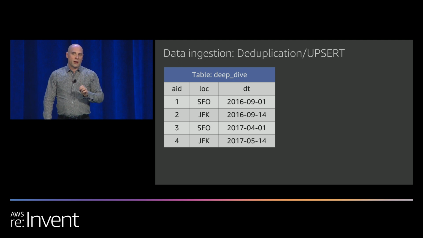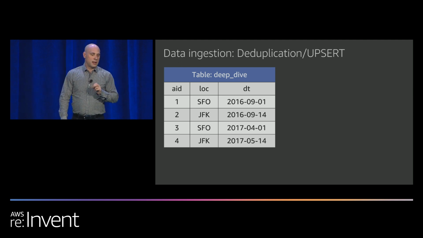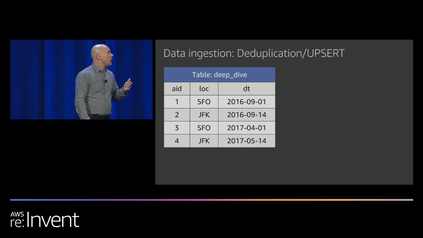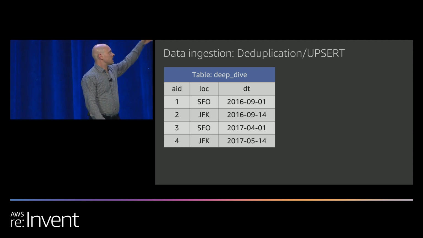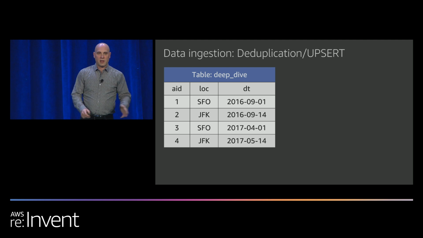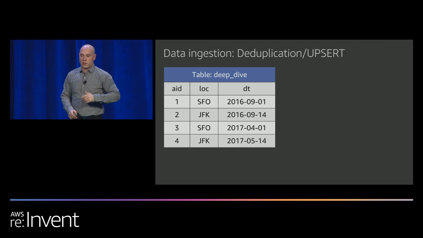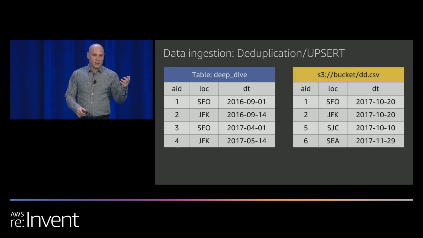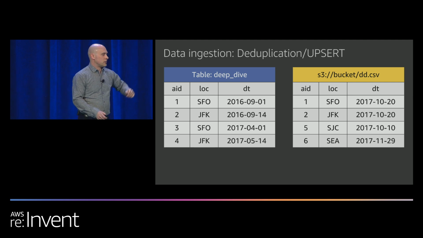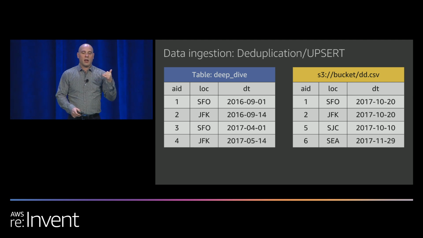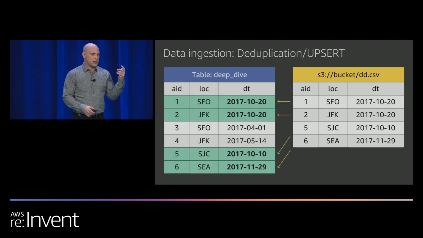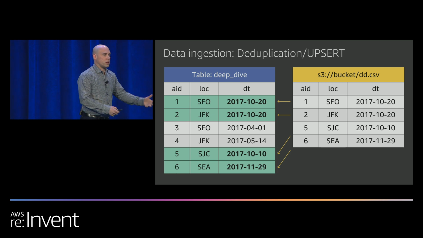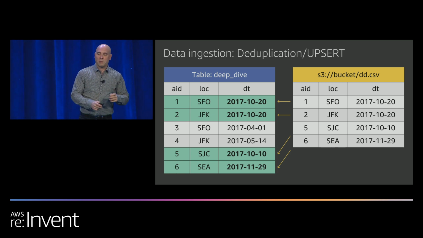So this is a very frequent ask that I get from customers, which is deduplication or UPSERTs. How do you do that? I have the same 4 records in this deep dive table that I've been going through for this whole session, and I have this CSV file here. We'll say the CSV file is sitting on S3 somewhere, and I want to basically update those 2 records, and I want to add 2 records to the end of this table. How do you do that with a copy statement, which is append only?